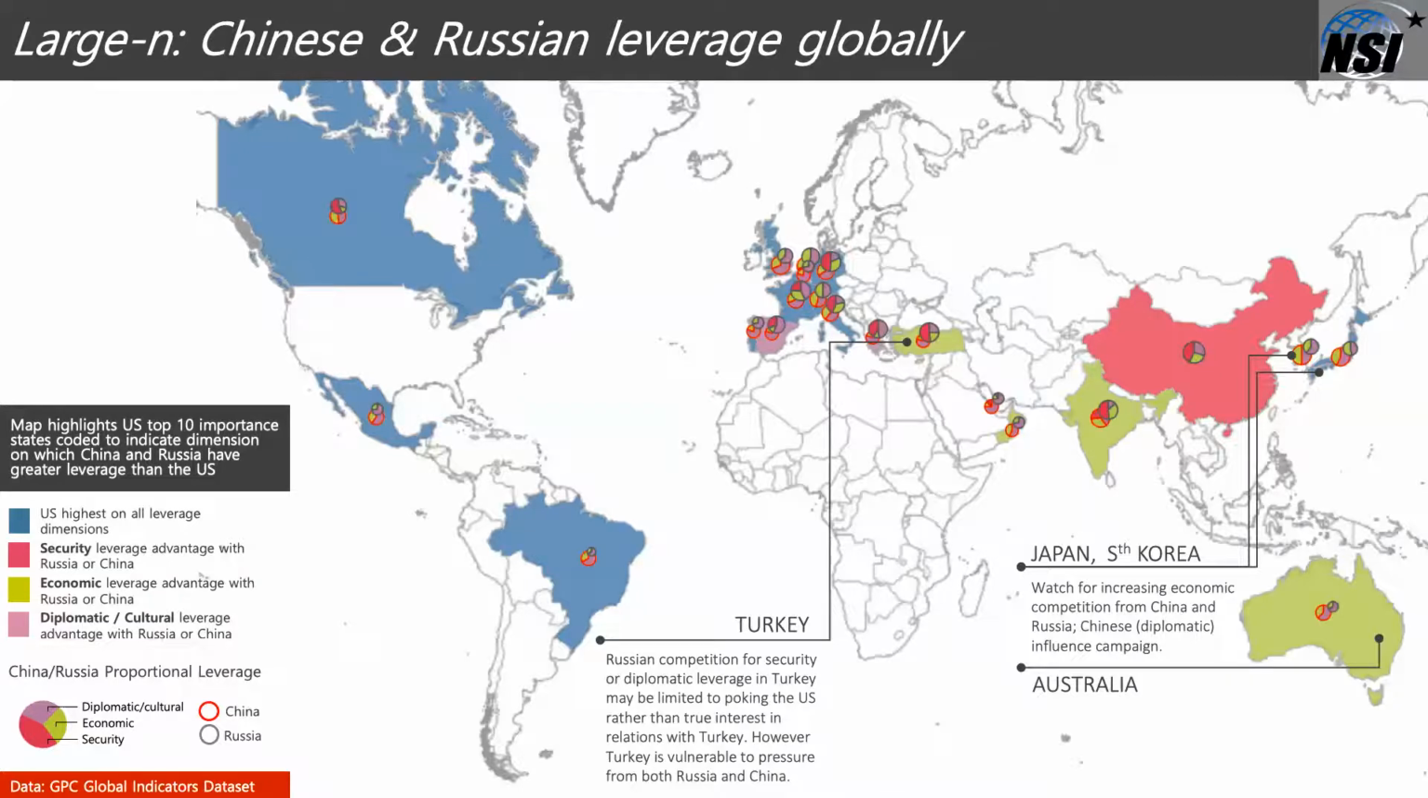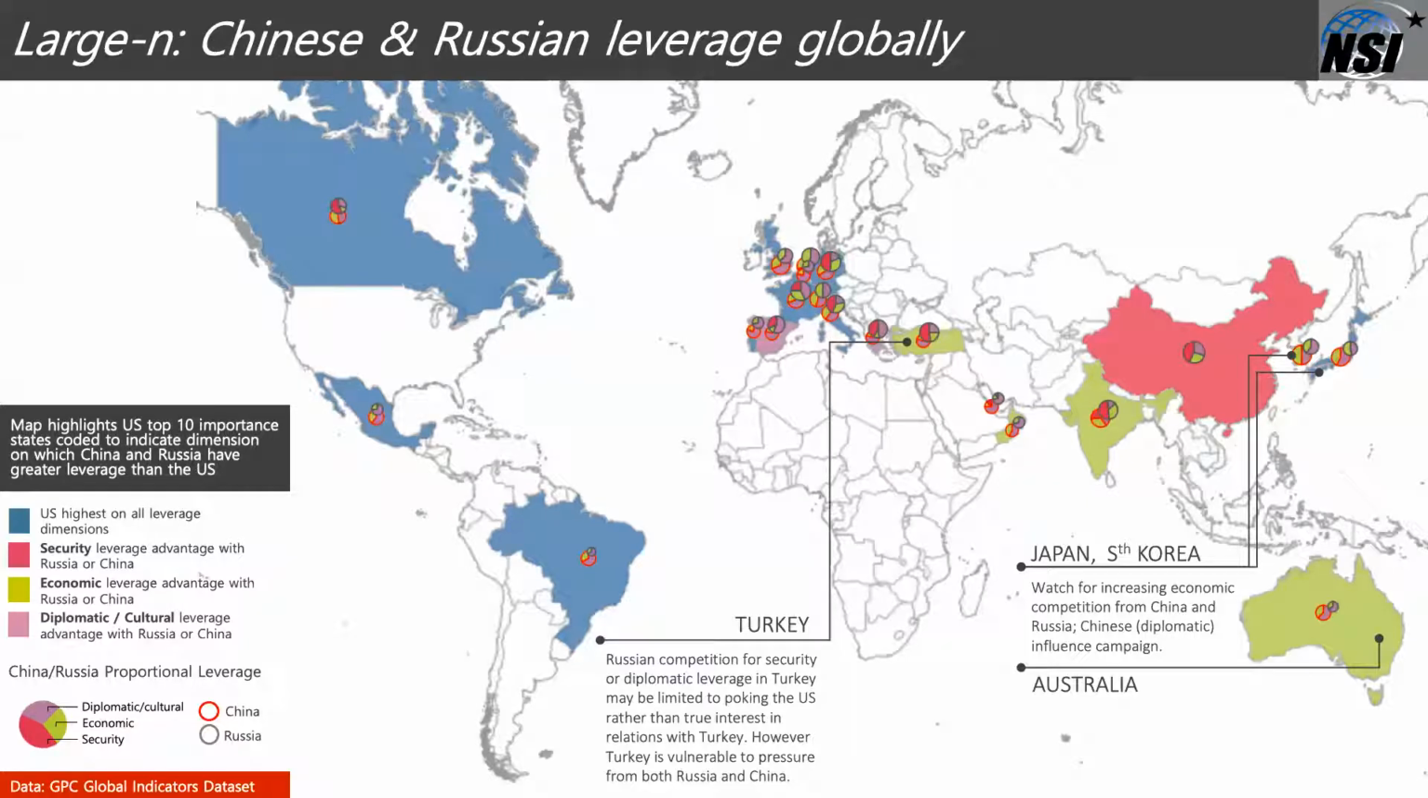The map here highlights the top 10 countries, those of greatest security, economic, and diplomatic cultural importance to the US. The legend next to South America explains the color coding, so I'll focus on some general takeaways here. While the US has greater overall leverage than China and Russia in all US top 10 countries, there are several states across most regions where Russia or China have greater leverage than the US on a specific dimension.